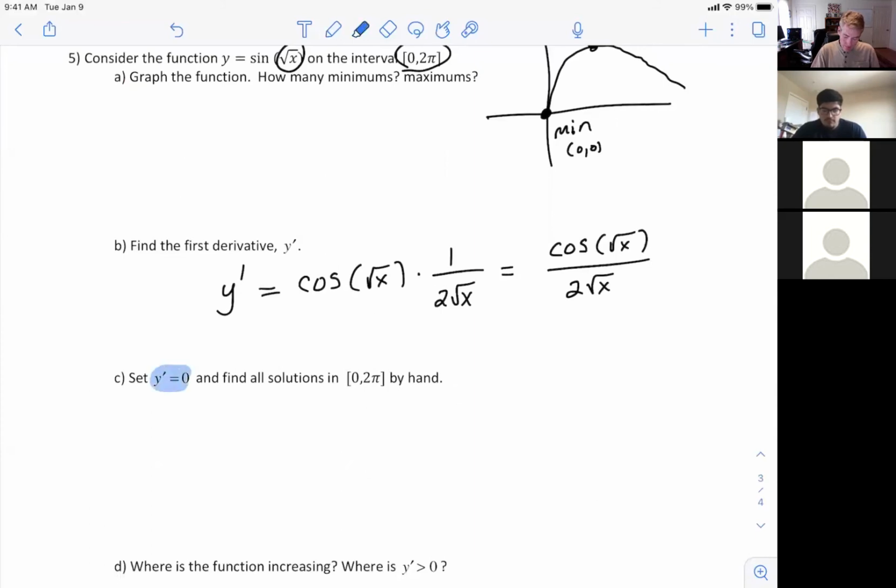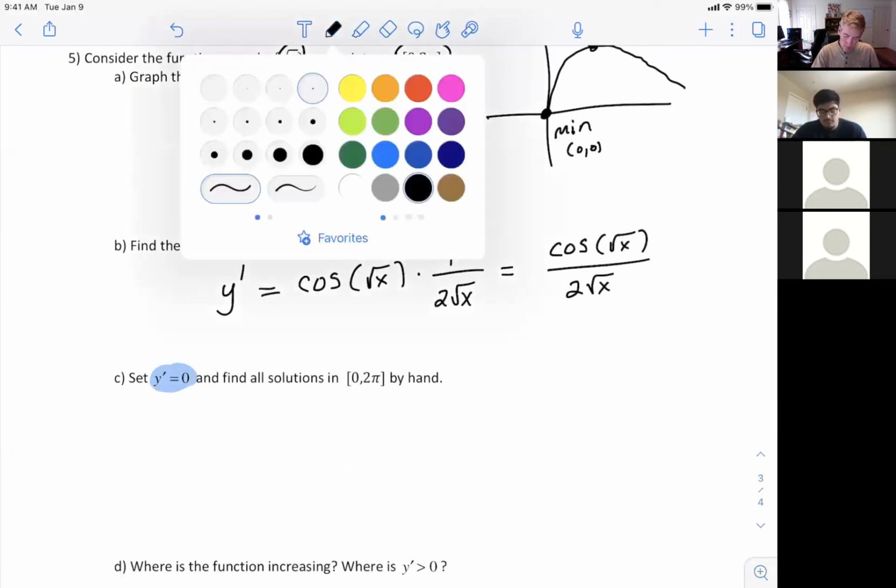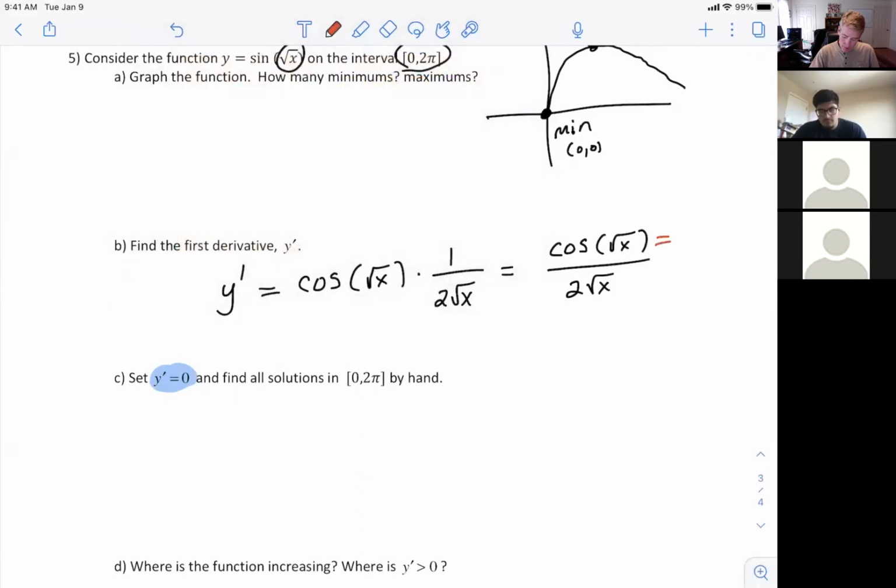And then I said, where does the derivative equal 0? Well, in order for a fraction to equal 0, the top has to equal 0. If I also said, where's the derivative undefined, then we would also do the bottom equals 0. If we did the bottom equals 0, that would actually give us this point. The derivative is not defined there because it's not continuous.